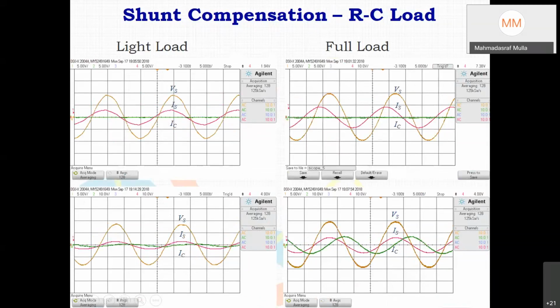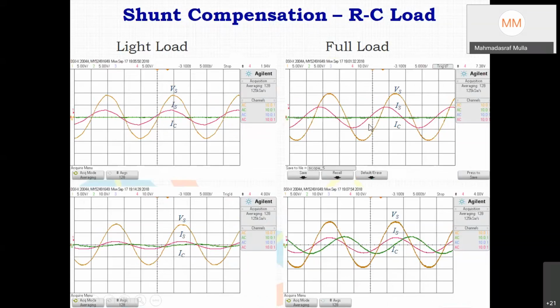Then compensation of RC load. So when you connect one bank of capacitive load, you are getting leading current. So here the shunt compensator should draw lagging current. When you increase the value of current through that capacitor, you will be having maximum possible leading.